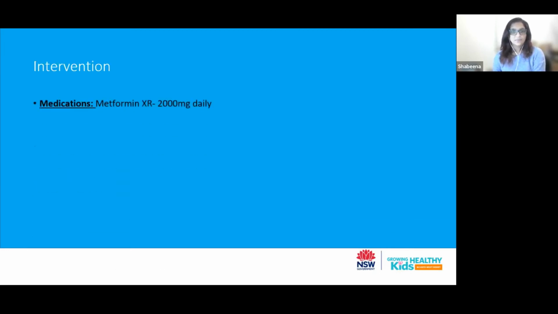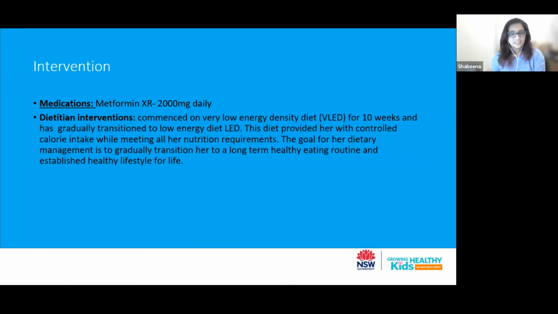And then what happened to her? So we started her on some metformin. We slowly increased it to the target dose of 2 grams per day. And we got the dietitian to help the parents, but we started her on something called a very low energy density diet, so the LED, for 10 weeks. And then once we got good weight control, weight loss, we gradually transitioned her to a low energy diet, LED, and then she could have more control about her calorie intake, but it was a complete meal. So she had all the nutritional requirements in there. And the plan was to transition her to a more healthy eating routine, but to get more control of her weight with a BMI with this therapy first.